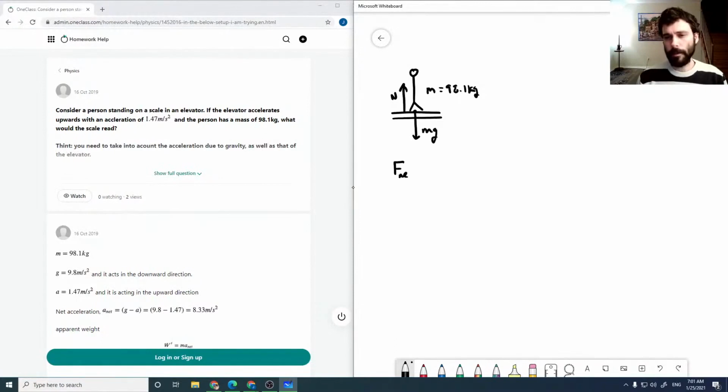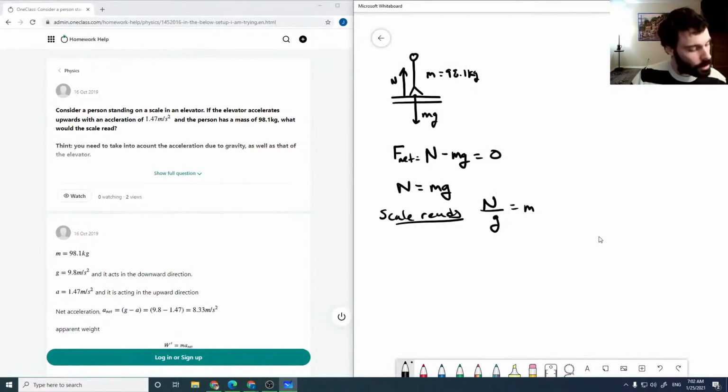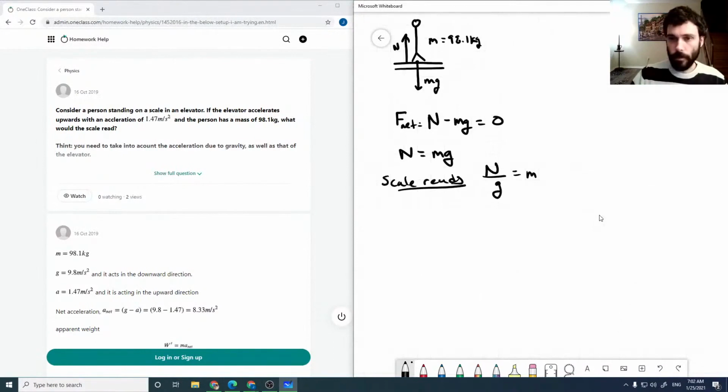So F net is equal to normal minus mg, which equals 0, as the acceleration is 0, so we're not moving yet. So then N equals mg. So the scale reads N over g, which equals m. That's what the scale reads: its normal force over g, or the force it needs to apply.